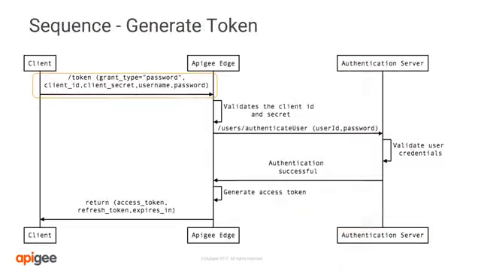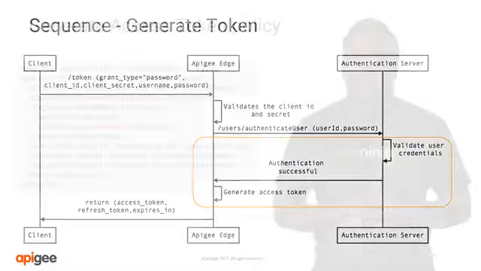In the token flow, the user provides the resource server credentials, which is the username and password, to the client app, which is sent to Apigee Edge along with the client credentials. Apigee Edge first validates the client credentials, and since Apigee Edge does not validate user credentials, an authentication service is used. An authentication server validates the credentials, and if they are valid, Apigee Edge proceeds to generate an access token and returns it to the client.